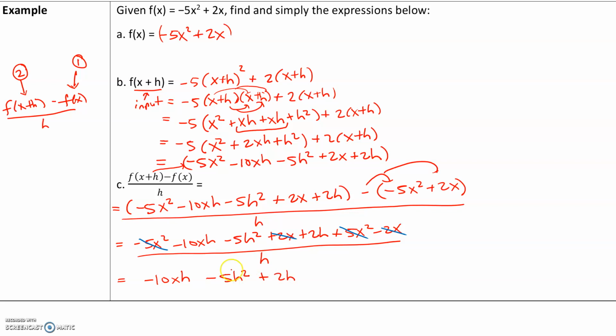And the whole thing is divided by h. So what I'm going to do is I'm going to individually divide these three terms by h. So here the h divided by h is 1. That gives me a negative 10x. Here h squared divided by h, you have two h's and you take away one of them. So that's a negative 5h. And here the h divided by h is 1. So that gives you a plus 2. And this is the difference quotient.